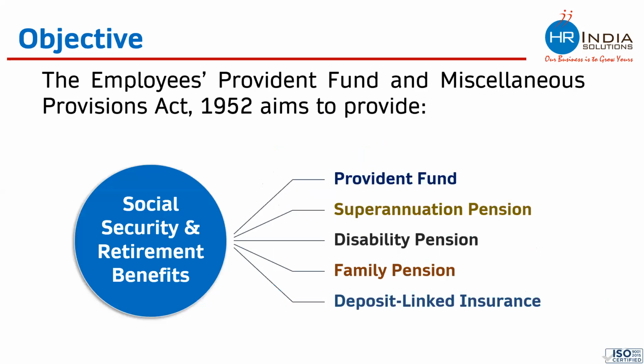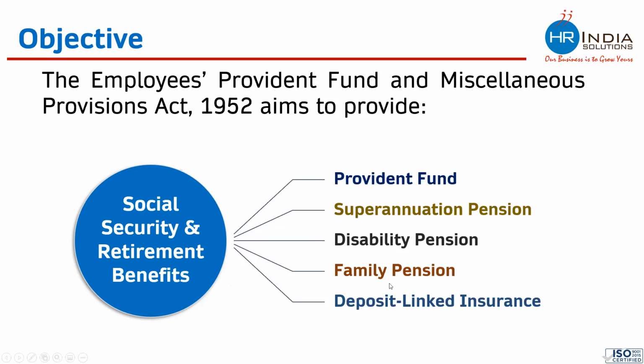Like I always say, for every act there is an objective. There is a reason why that act was brought into existence. What is the reason to bring that act? So the main objective to bring the Employees Provident Fund and Miscellaneous Provision Act was to provide social security and retirement benefits to the employees who are employed in the company, right? The major reason was to provide social security and retirement benefit to the employees who are working in the private organizations. Right. So how is this act going to provide social security and retirement benefits to the employees?